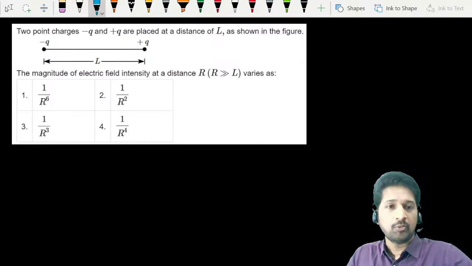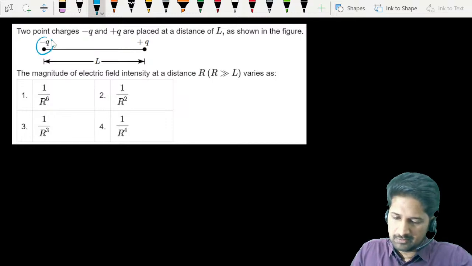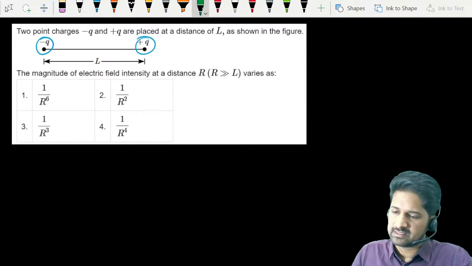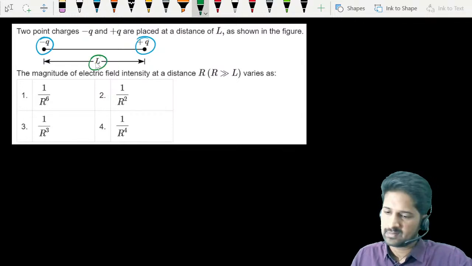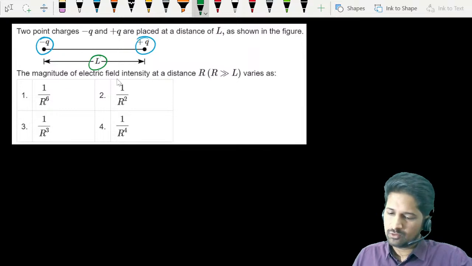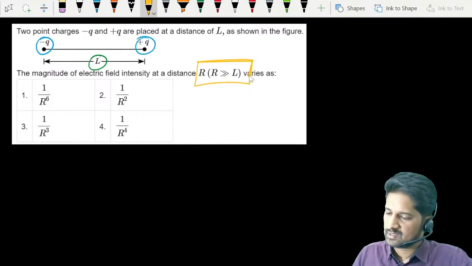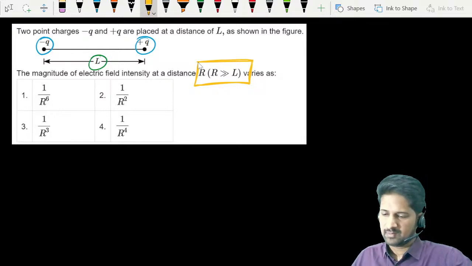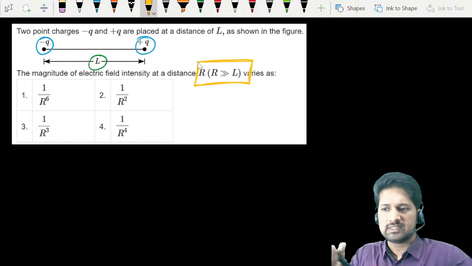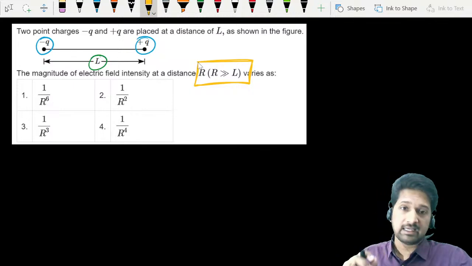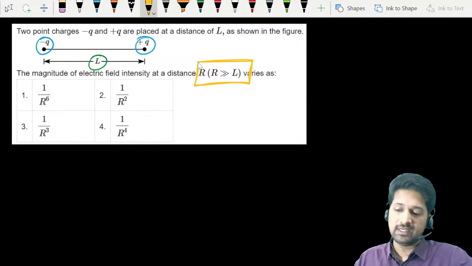Okay, two point charges, minus Q and plus Q. The diagram is also given. They are placed at a distance L, where L is the distance between the charges. The magnitude of the electric field intensity at a distance capital R, where capital R is much greater than L, varies as... So they have given you a system of two equal and opposite charges separated by some distance, and they are asking you about the electric field that it creates at a large distance from the system.